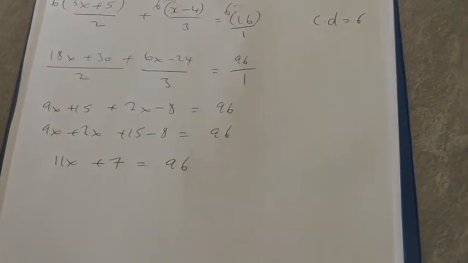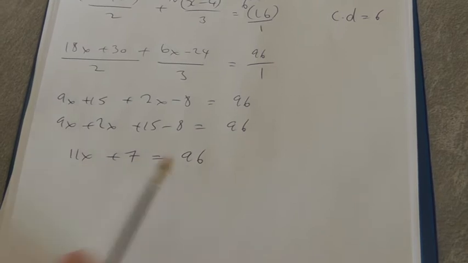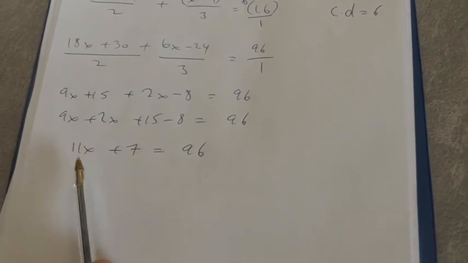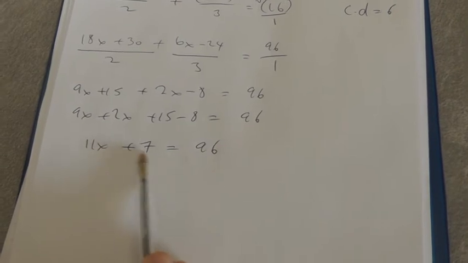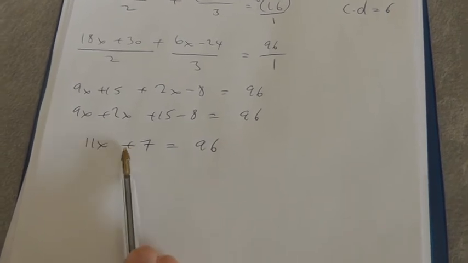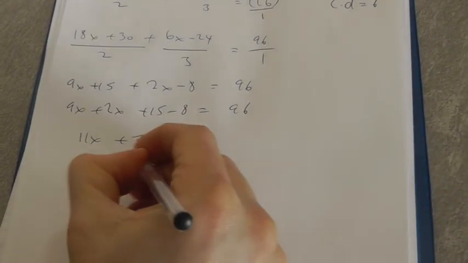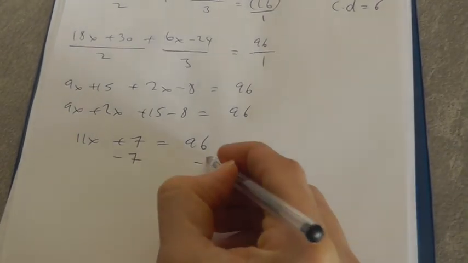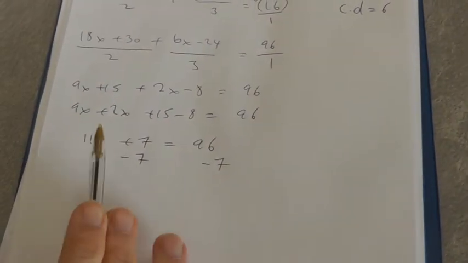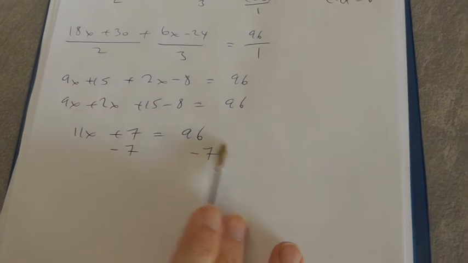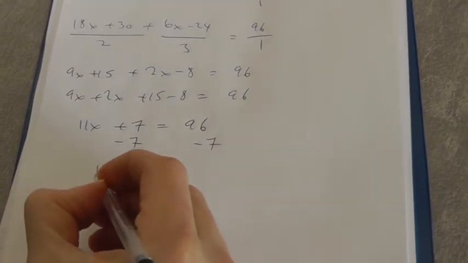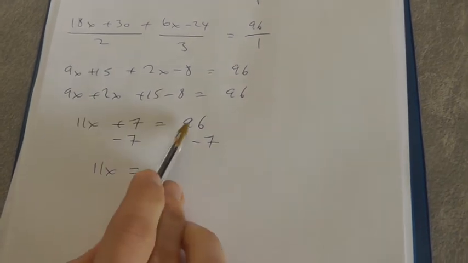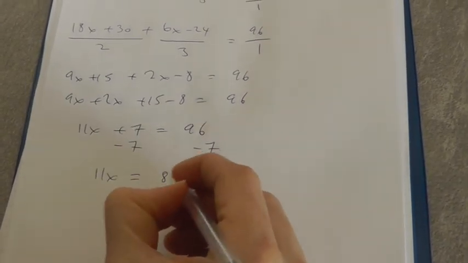So we're making tremendous progress here. And the equation is far simpler than it was at the beginning. I still must look to solve x and get it on its own. So let's look to get rid of this 7. If I want to get rid of plus 7, I subtract 7 from it. And I must subtract 7 from both sides of the equation. Whatever we do to one side of the equation, we must do to the other. 7 take away 7 is 0. Therefore I'm left with 11x. And 96 take away 7 is 89.